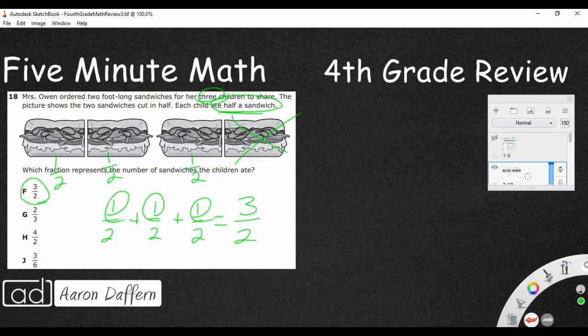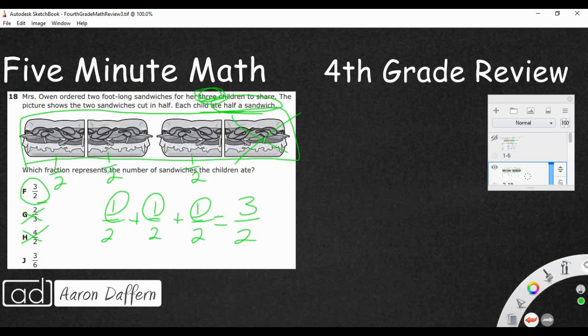G is just the correct answer, just flipped. Now look how tricky H is. If I'm not reading the problem here, I could easily pick up all 4 of these, and I can say, oh, I need to add all 4 of those and say it's 4 halves, but that's ignoring the fact that it says there's only 3 kids, and each kid eats exactly half. We have a half left over.